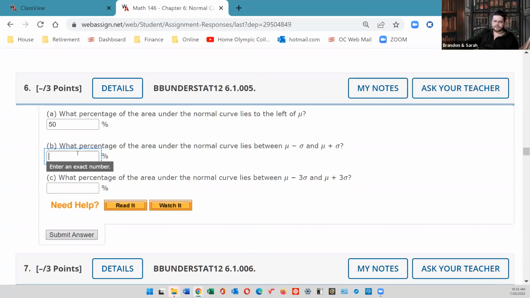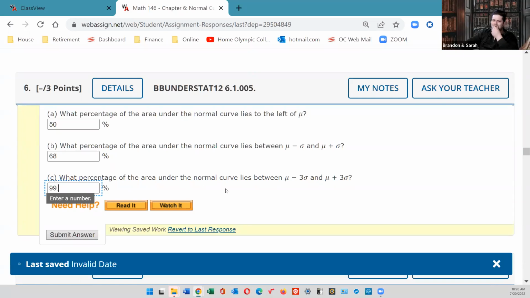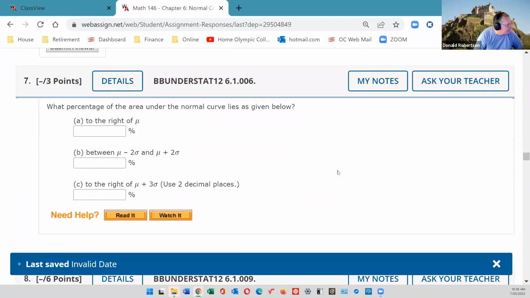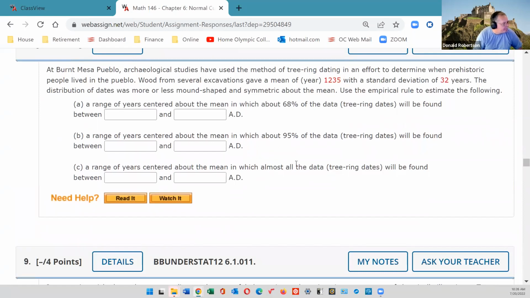68. And if it had said 2, wouldn't we say 95? And now it's finishing with 3. And what's that one? Can you remember the decimal for 3 standard deviations? 99.7. Right. So if you called the rule the 68, 95, 99.7 rule, won't it make answering those questions a little bit easier to remember? Right. That one's pretty much the same question. Okay, here we go.